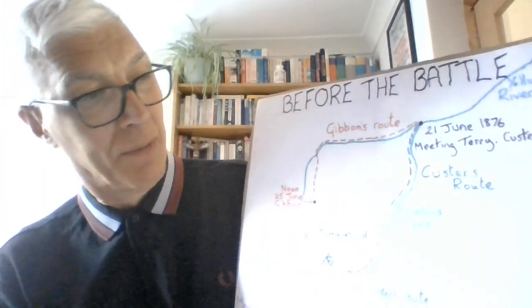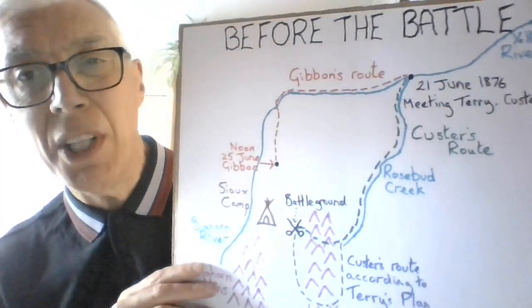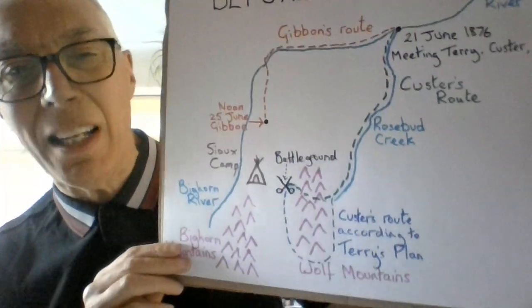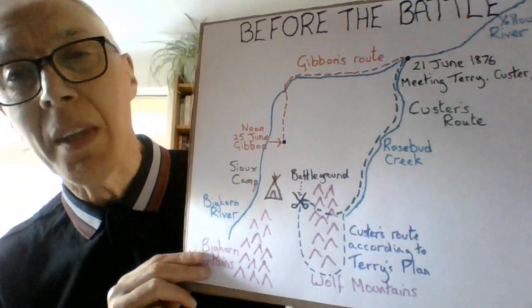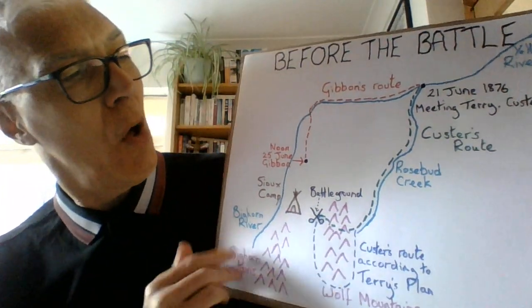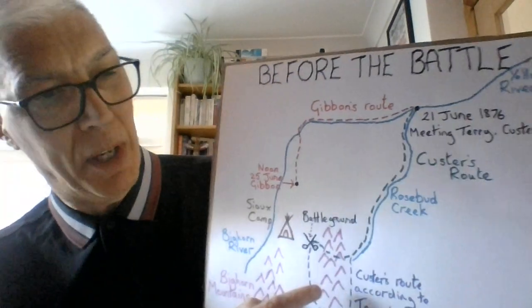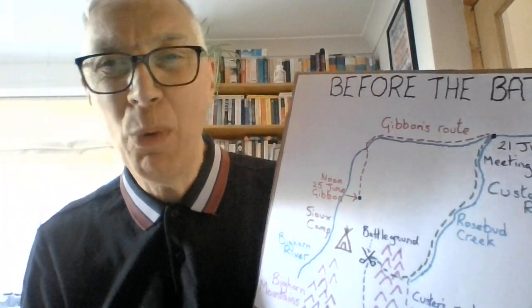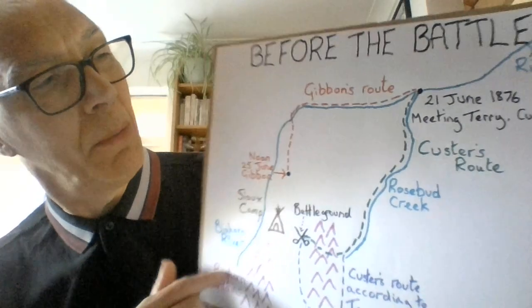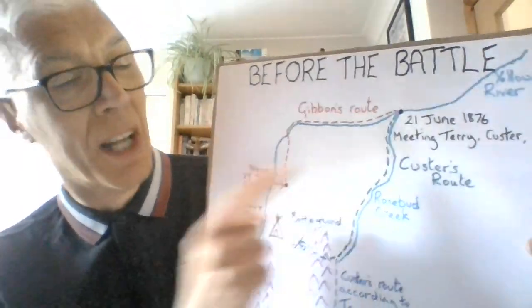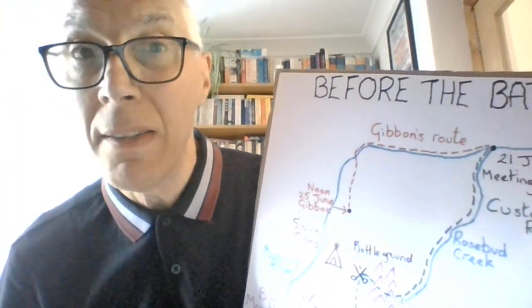Before they set off, Custer was offered, why don't you take the machine guns, known as Gatling guns? Custer refused. No, they'll slow us down. We're moving quickly. But really, there would have been plenty of time for Custer to take the machine guns if he was following the plan.